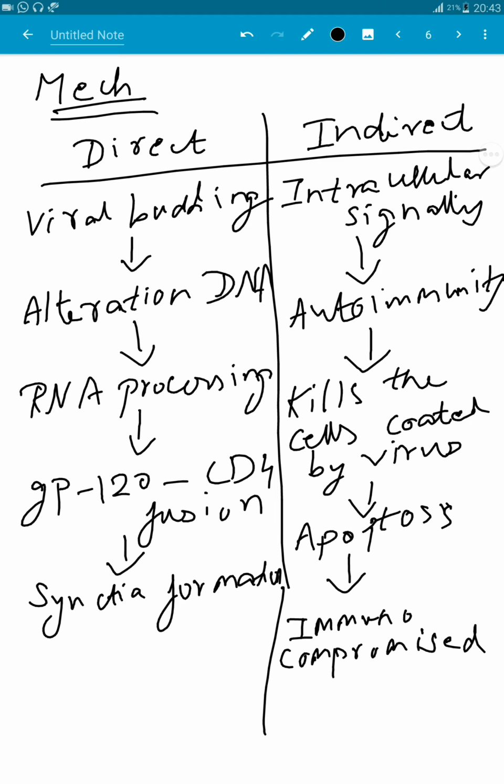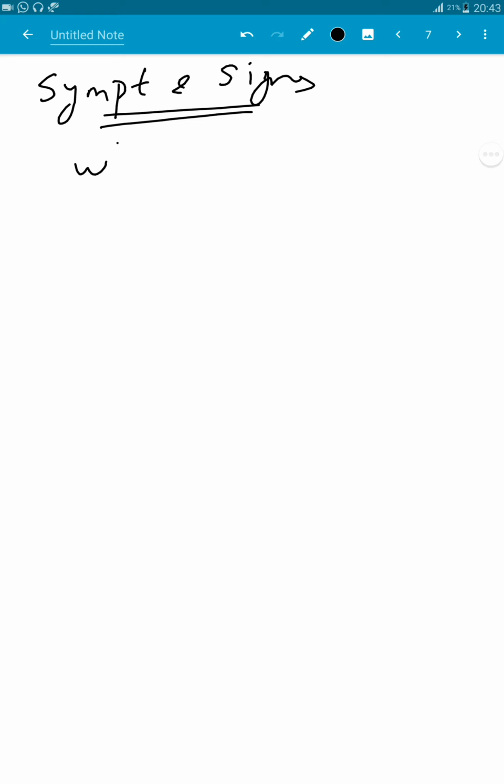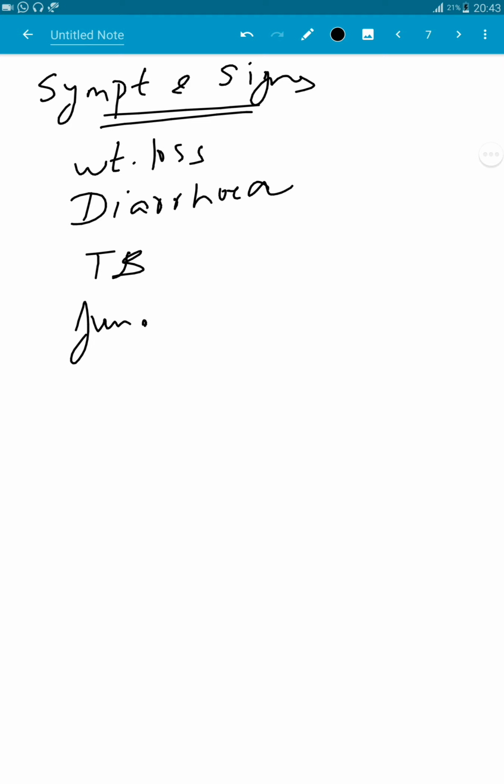Then we can see about the signs and symptoms. Regarding signs and symptoms, there are many, and it will be asked which symptoms are present in stage 1, which symptom is present in stage 2. I will discuss this in detail in the next video. The most common signs and symptoms, which everybody knows, are weight loss, diarrhea, and it can cause complications like TB, fungal infection, pneumonia.